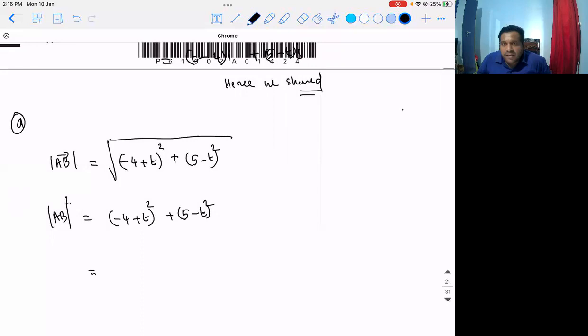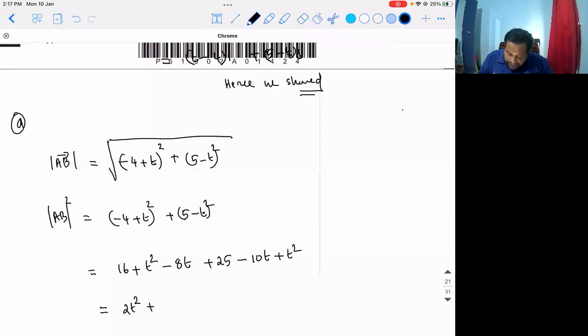Then what I'm trying to do is expand this. Minus 4 whole square, that is plus 16, then plus t square. If I'm expanding this, what happens? t square minus 8t plus 25 minus 10t plus t square. So if you're adding this together, it becomes 2t square minus 18t plus 41.